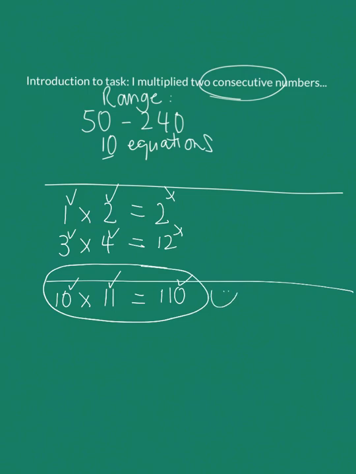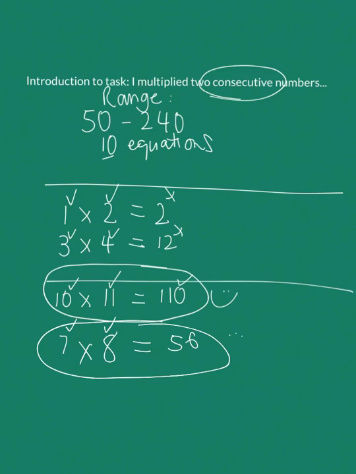Okay, let's try one more. What about we drop it down a little bit? Let's go 7 times 8. And 7 and 8 are both consecutive. 7 times 8 is, I heard some people call it out, 56. Now, is 56 between 50 and 240? Yes, it is. So this could be another one of our equations.